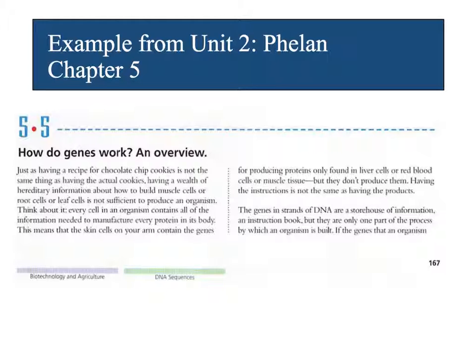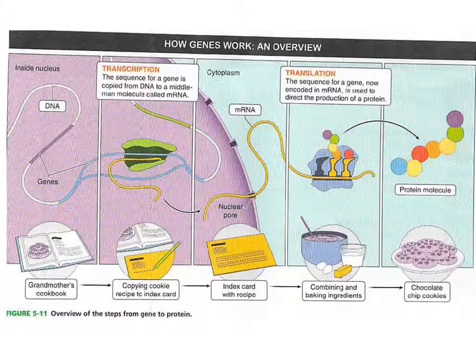So we're using analogies here of recipes and cooking, but students can extend that a little bit to think about, what else do they know? Where you have a plan, but you don't really have the whole thing. And they might bring up instructions for building furniture or something like that, where you need to have more than just the plan to have the actual product. So the genes in the strands of DNA are a storehouse of information, an instruction book, but they're only one part of the process by which an organism is built. And let's move on so students can start to pull this together.